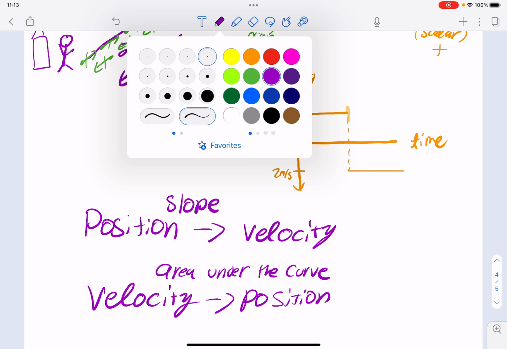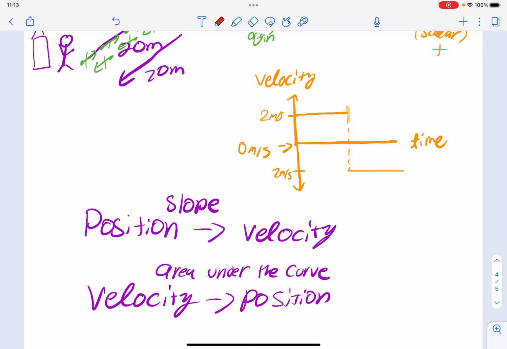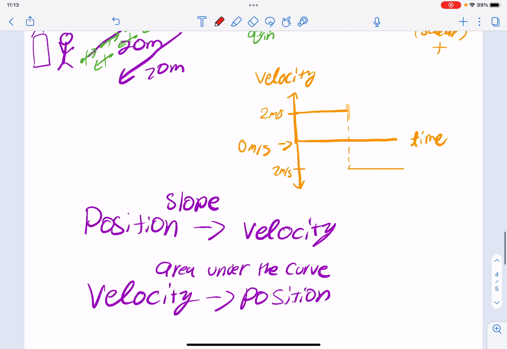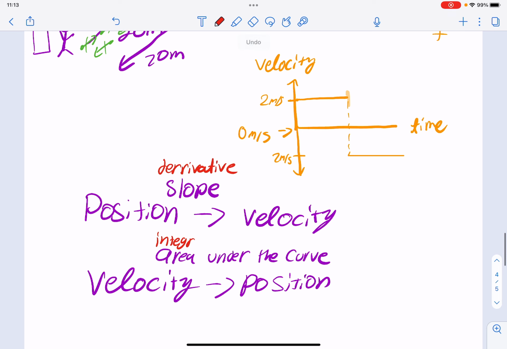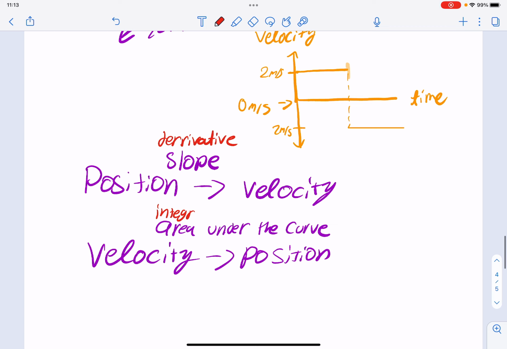And when we get back to school, we're going to be discussing both of these, and we're going to see that the slope is actually the derivative and the area under the curve is actually the integral. So we're going to be working with these when we get back to school. Now, this trend continues.